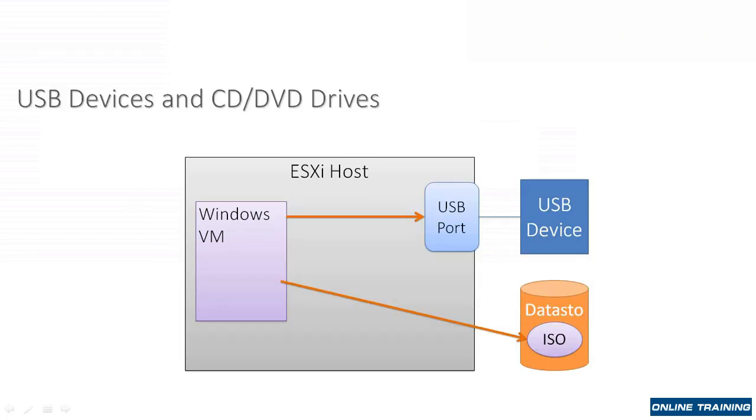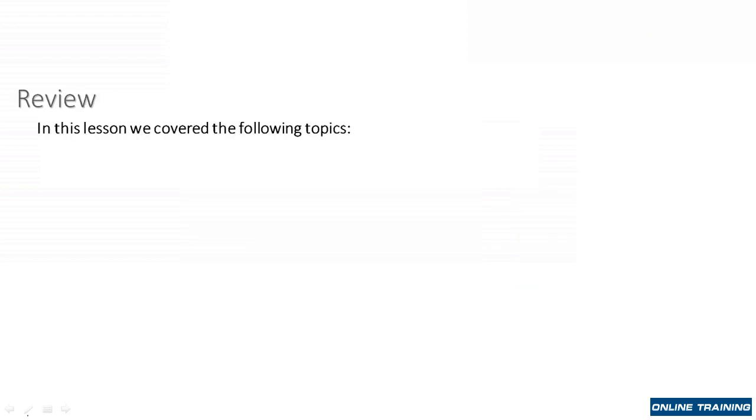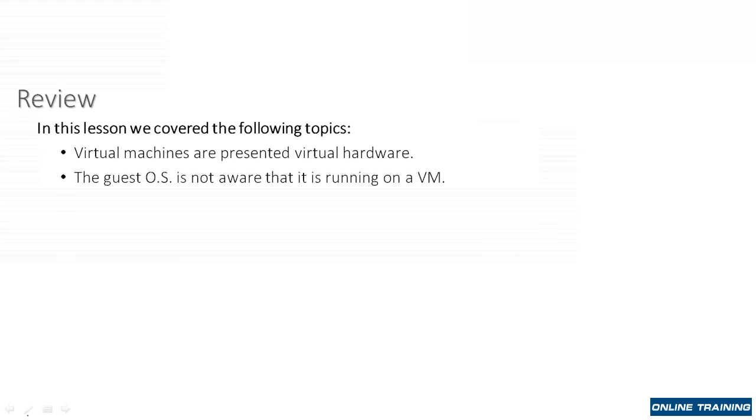And then finally, we can also connect USB devices. We can connect ISO images to our virtual machines. So we have a wide variety of different storage and other sorts of hardware that we can integrate with this VM. Okay, so in review, we learned that virtual machines are presented virtual hardware, and the guest operating system is essentially being tricked by this virtual hardware. So the guest operating system has no idea that it's actually running as a virtual machine.